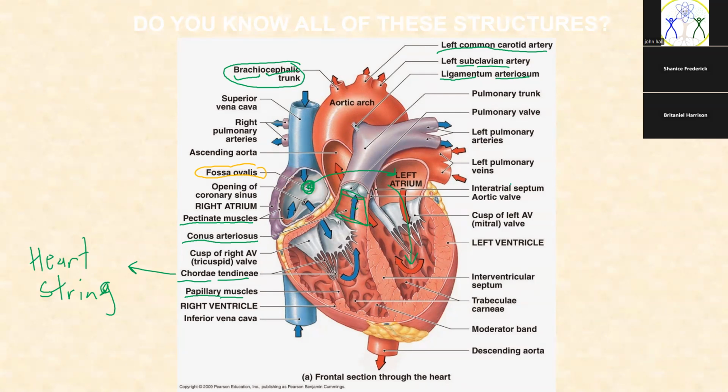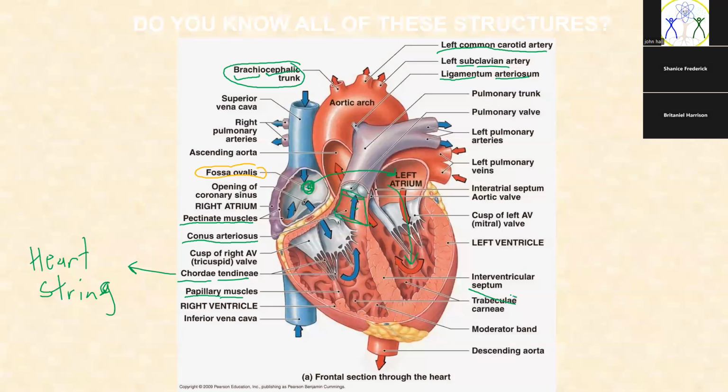Then going down, going down, going down. I think we all know what a septum is already. Septum is going to separate, right? So in this case here, you have an interatrial septum. So you have a septum, a wall of muscle that separates the right atrium from the left atrium. And of course, you have the interventricular septum, which separates the right ventricle from the left ventricle. Okay?